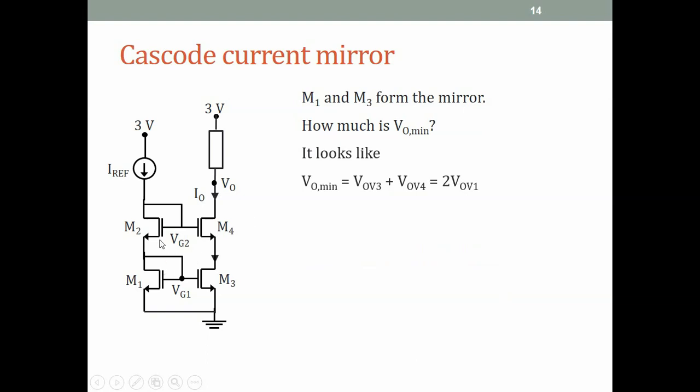What we do is we stack on top of M1 another diode connected transistor. All right, and IREF is forcing its current into M2 as well as M1. M1 and M3 are a mirror. M2, M4 are not a mirror because their sources are not connected together. But M2 creates a voltage which can be used to bias the gate of M4.